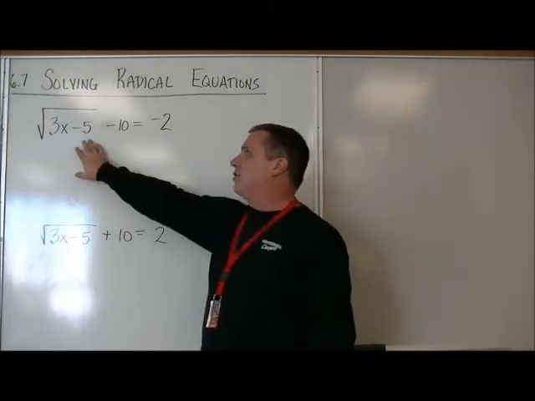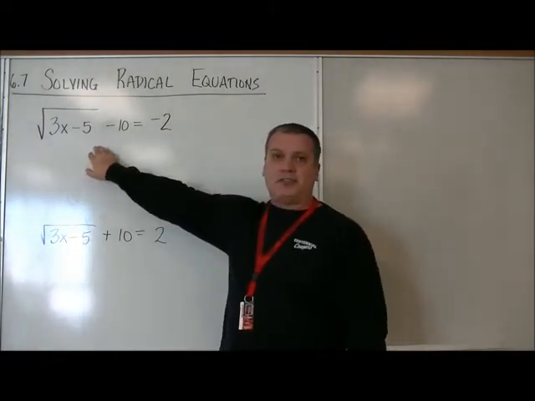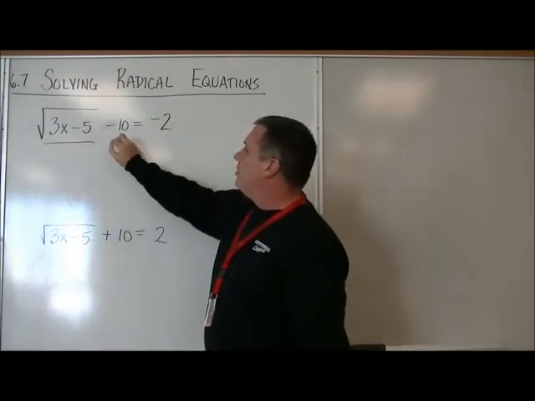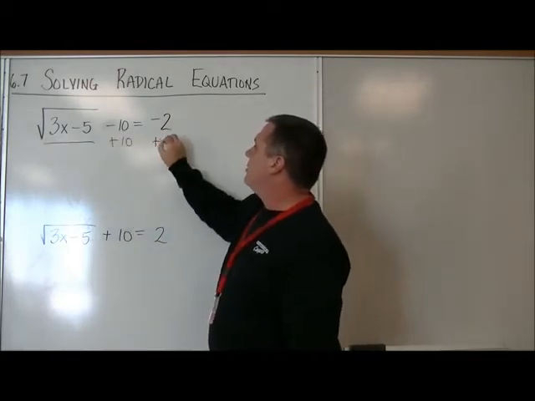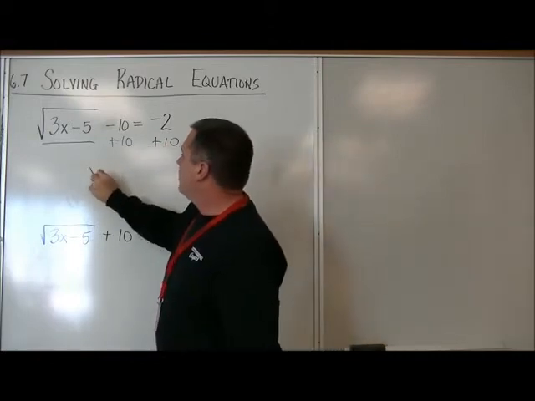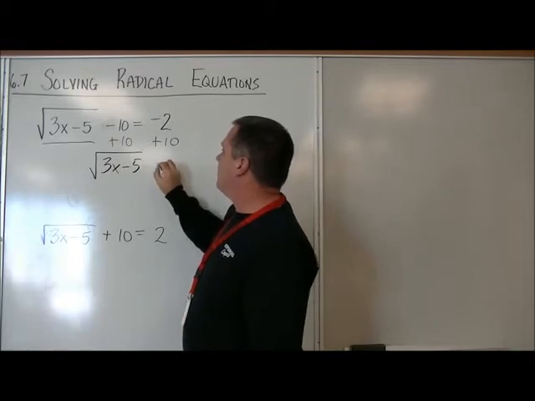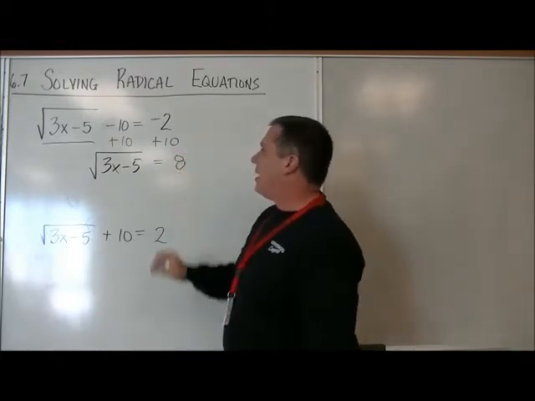So let's take a look at this first one. Have a little bit more complicated expression under the radical. I want to get that expression by itself. So the first thing I'm going to do is add 10 to both sides of this equation. So I'm going to bring down that radical on the left-hand side. That leaves me with the square root of 3x minus 5 under the radical is equal to a positive 8.